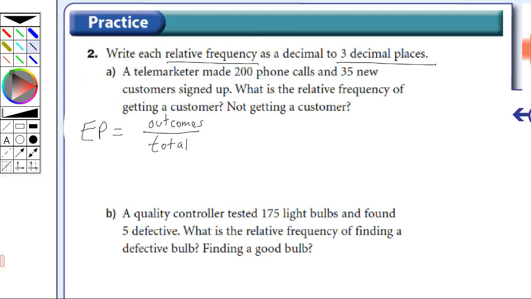Keep it simple. Now in this case, the outcome, they're asking for the relative frequency of getting a customer. That's what they're asking for. So in this case, we're talking about the experimental probability of getting a customer. So you should write that in. I know it's a little bit messy there.